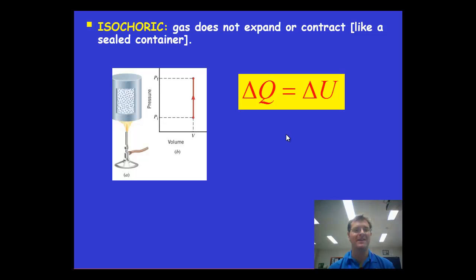And what I find here is, as there's no volume change, there's going to be no work done. All the energy in theory goes directly into changing the internal energy. So all the heat going in goes directly to changing the internal energy of the gas.